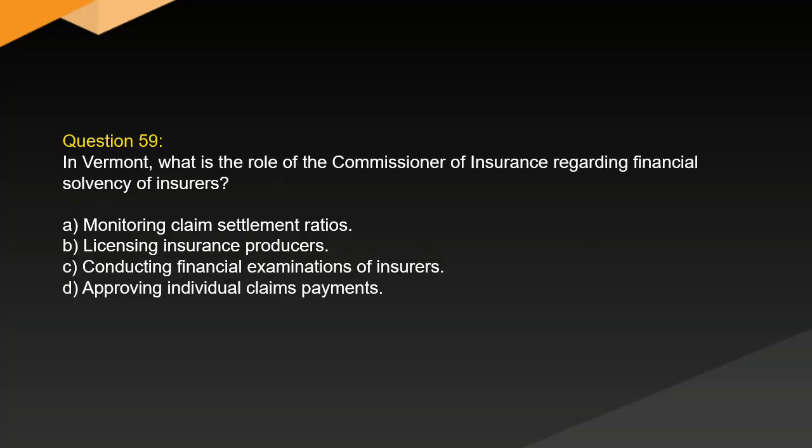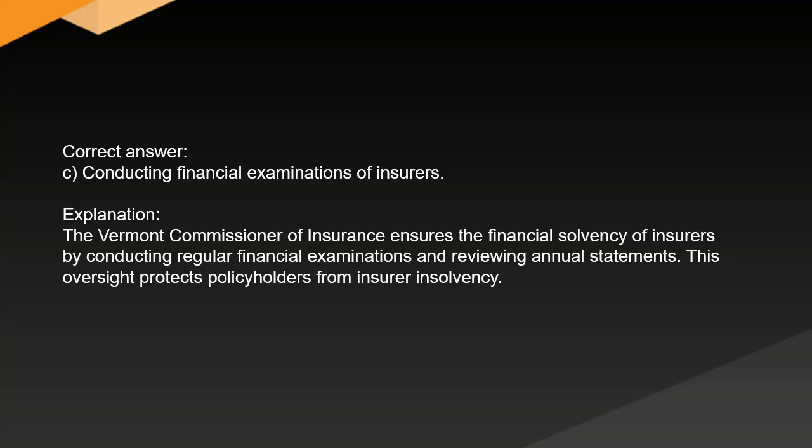Question 59. In Vermont, what is the role of the Commissioner of Insurance regarding financial solvency of insurers? A. Monitoring claim settlement ratios. B. Licensing insurance producers. C. Conducting financial examinations of insurers. D. Approving individual claims payments. Correct answer: C. Conducting financial examinations of insurers. Explanation: The Vermont Commissioner of Insurance ensures the financial solvency of insurers by conducting regular financial examinations and reviewing annual statements. This oversight protects policyholders from insurer insolvency.